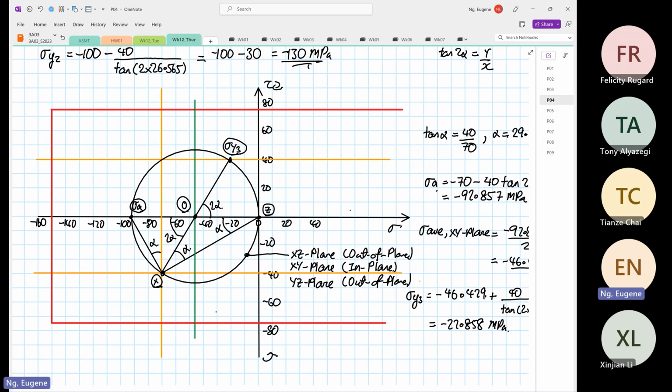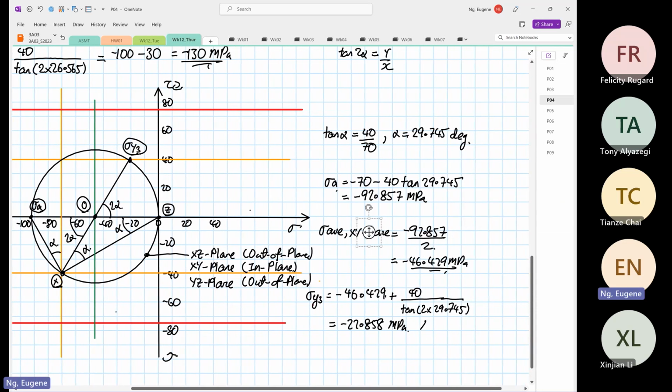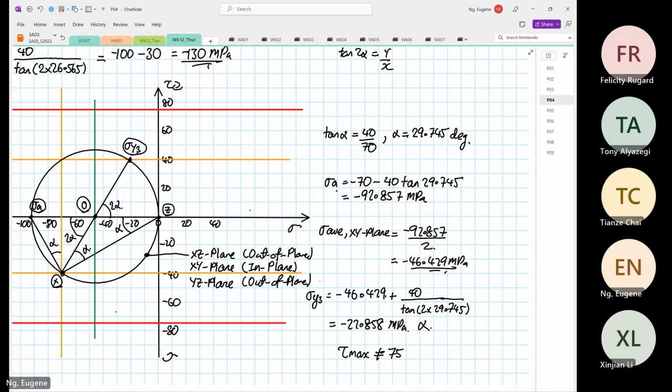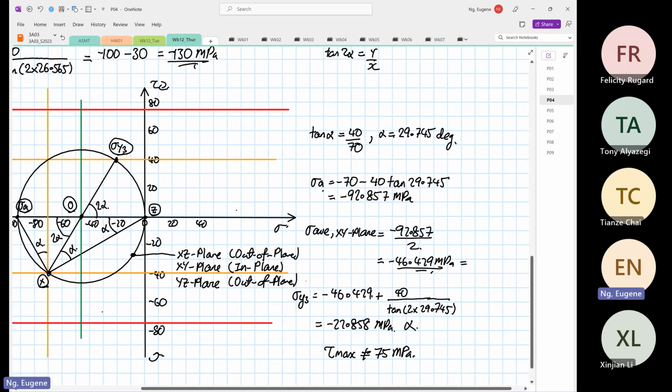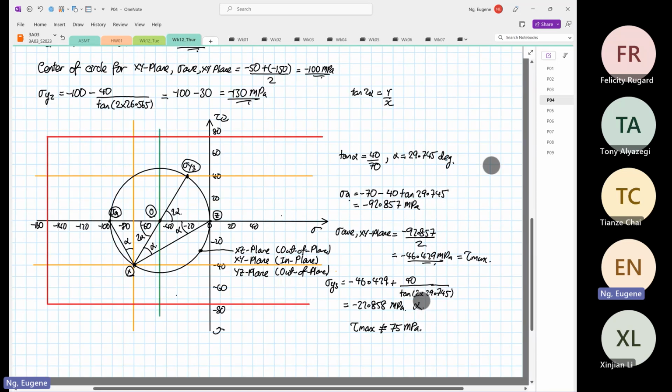This is the case. But this solution is wrong. Okay, this is not the right solution because tau max is not equal to what? 75 megapascal. Okay. In fact, tau max is equal to, so this value, the stress average, is also equal to our tau max. Tau max is 46.429 megapascal. So this is not a possible solution.